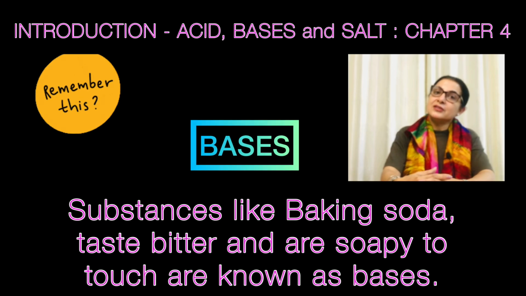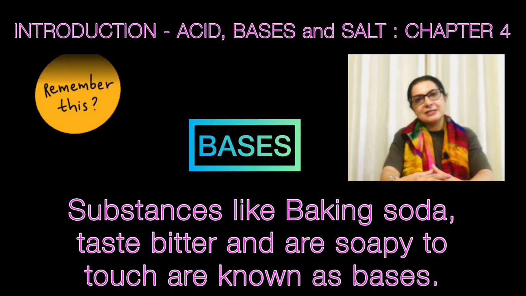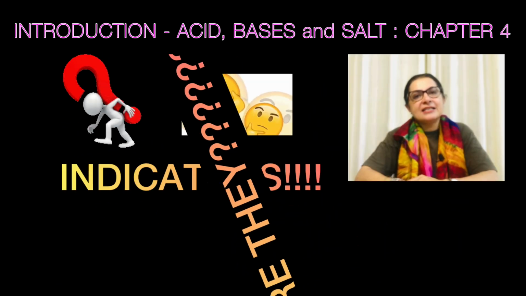Now there are some other substances like baking soda. When you taste them, do they taste sour? No, they taste bitter. Remember, B for bitter and B for base. So those substances which taste bitter are known as bases. Now how do we know whether it is an acid or a base?